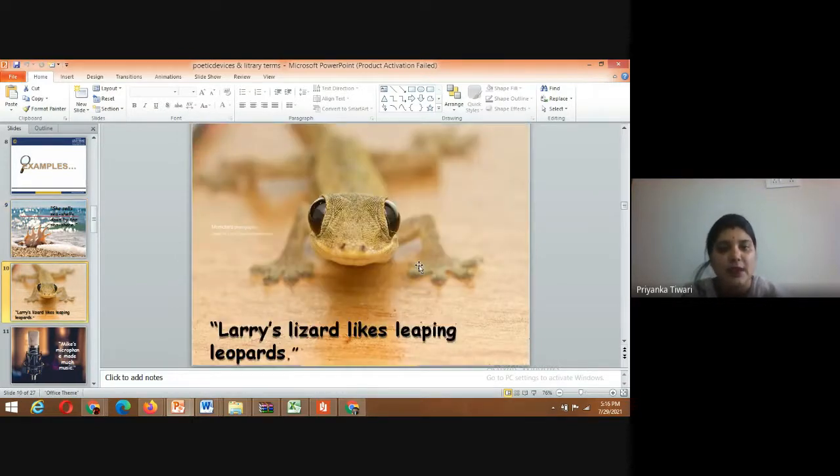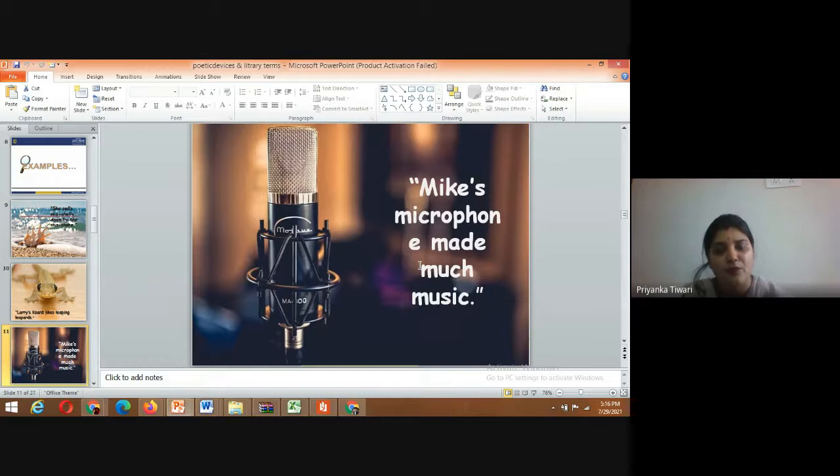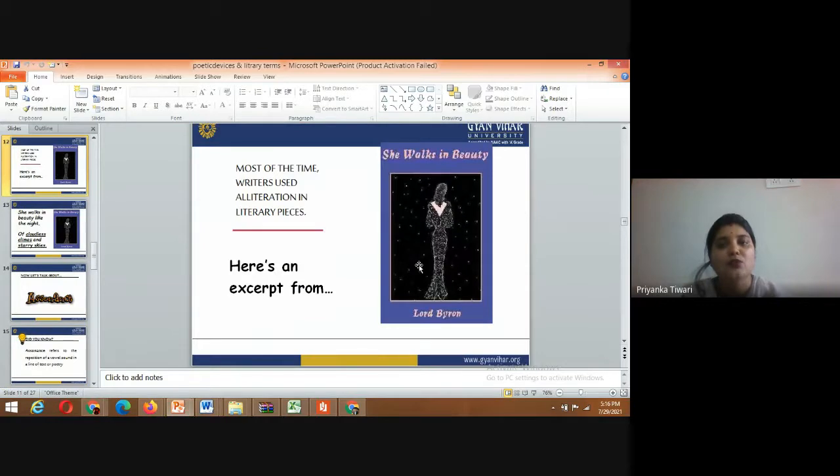Another example: Larry's lizard likes leaping leopards. We can say L is the alliteration sound: L in Larry, lizard, leaping, leopards. Now, Mike's microphone: he made much music. We can say M is used again in Mike's, microphone, much, and music. Then, she walks in beauty.